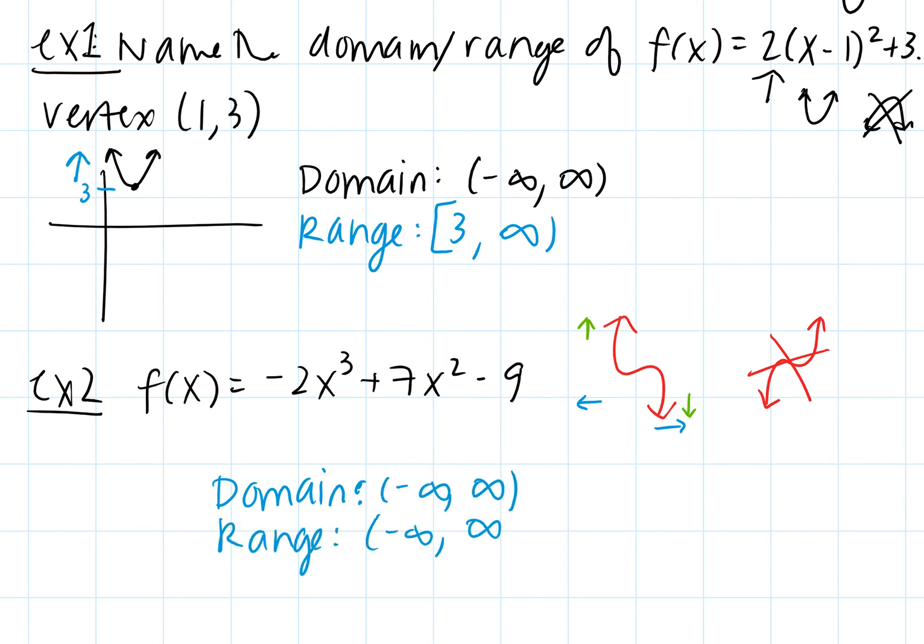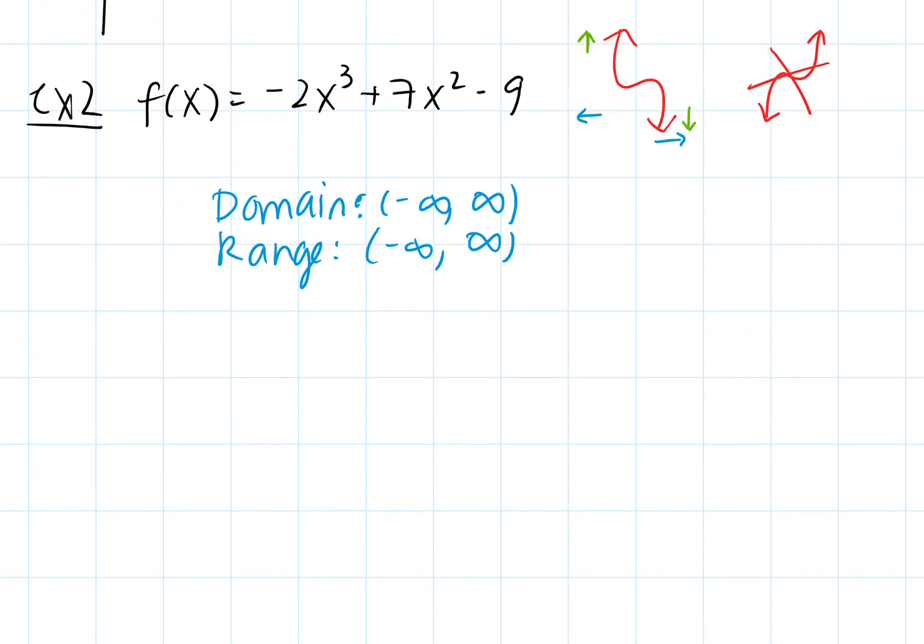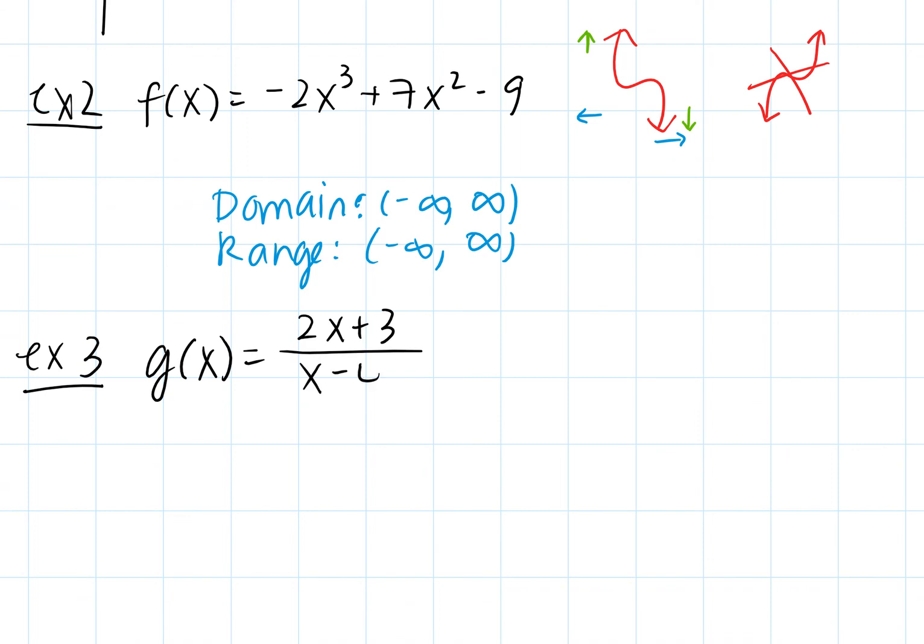Notice that I need to know enough about the shape to make a really rough sketch. I personally think visually is the easiest way to identify the domain and range. So let's look at a rational function. Let's say (2x + 3)/(x - 4).